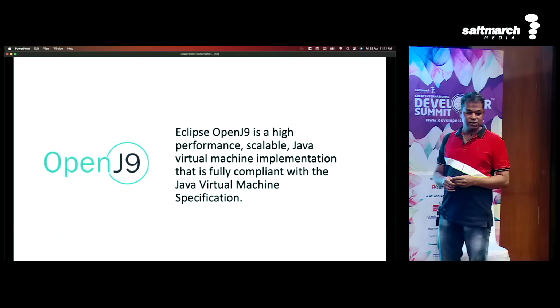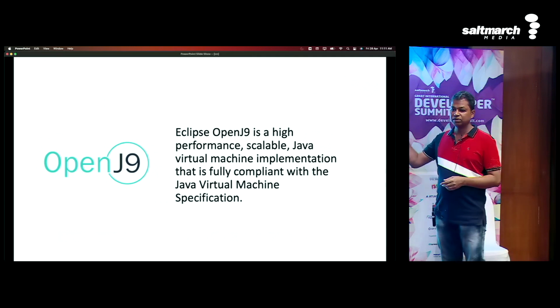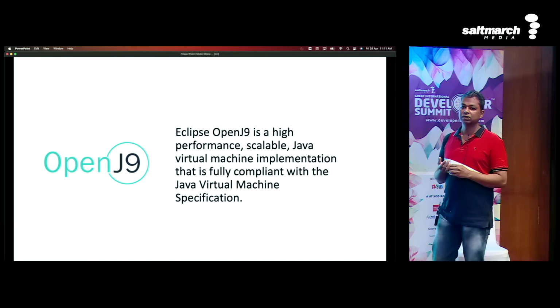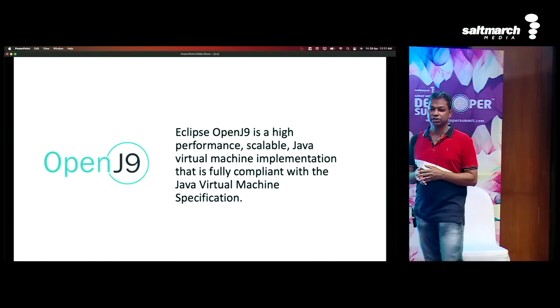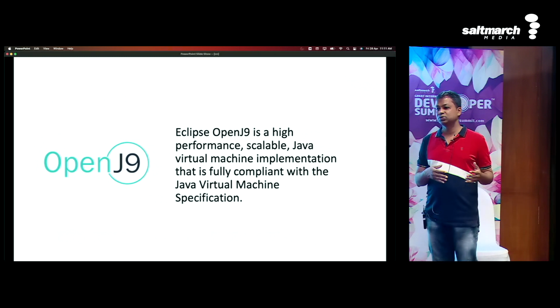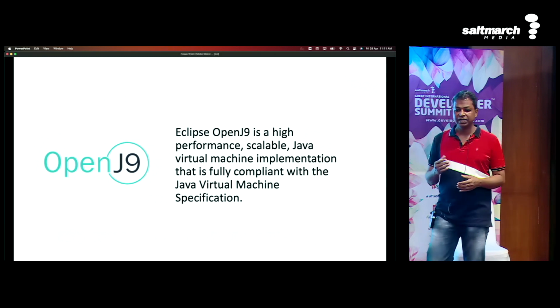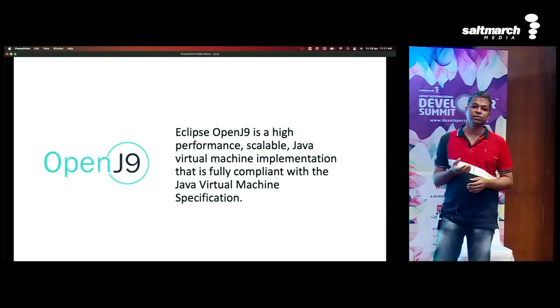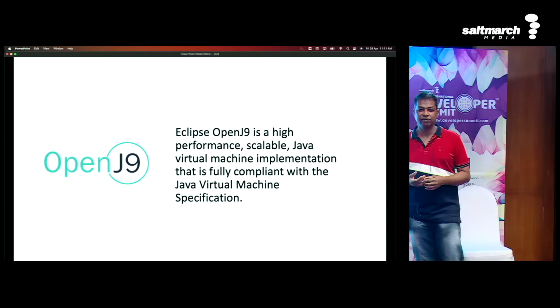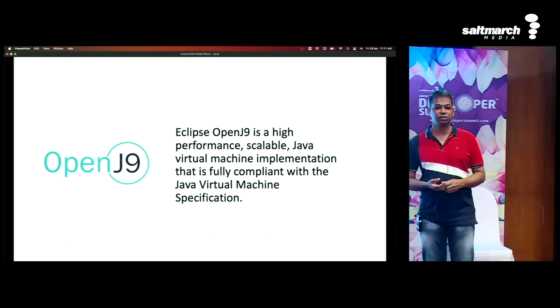OpenJ9 is the second piece. If you remember the first recipe slide, we talked about first-class Java support, a first-class Java runtime which is optimized for the cloud. As we know, Java is 25-plus years old and needs some customizations and optimizations by leveraging the execution environment that the container or the cloud platform is providing.